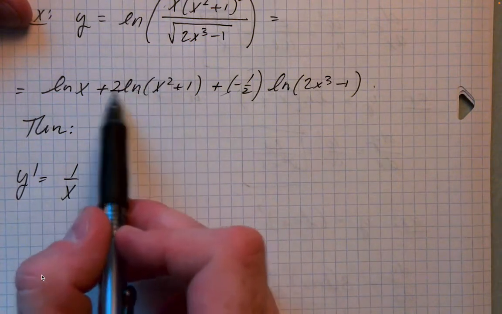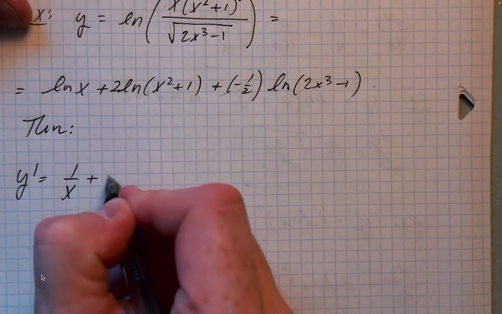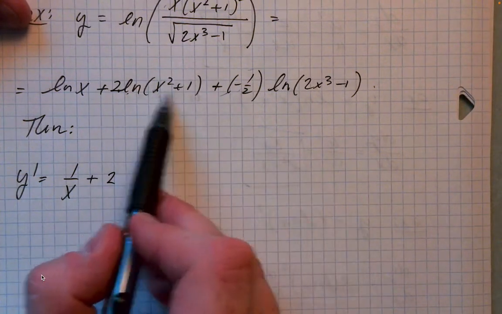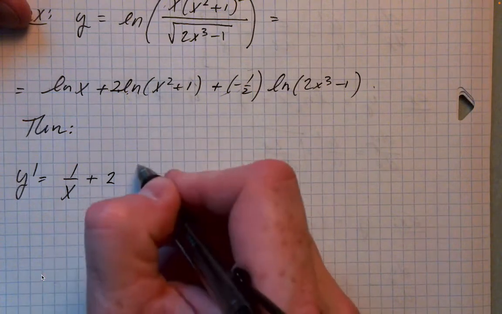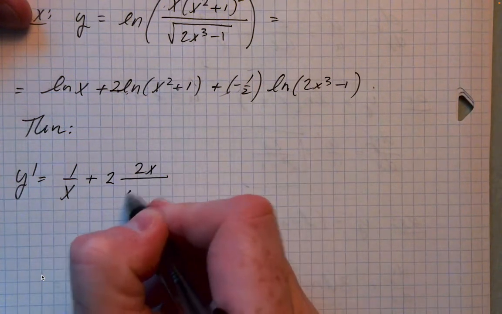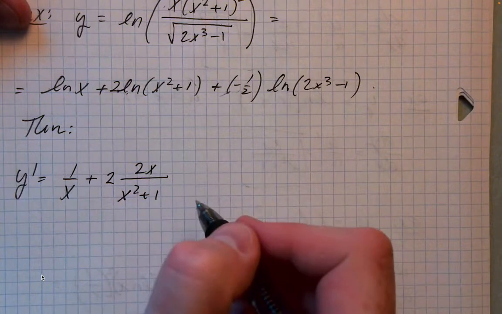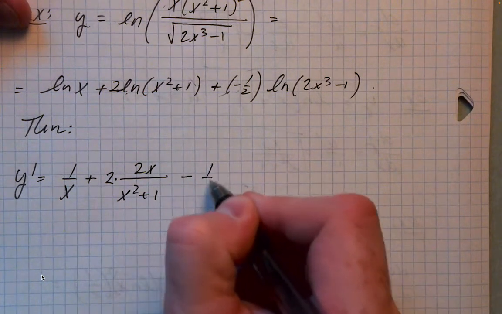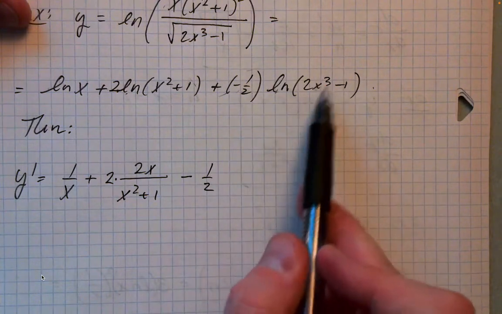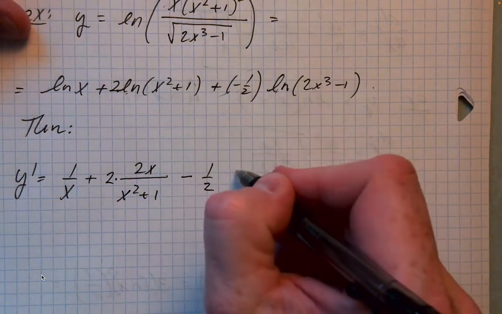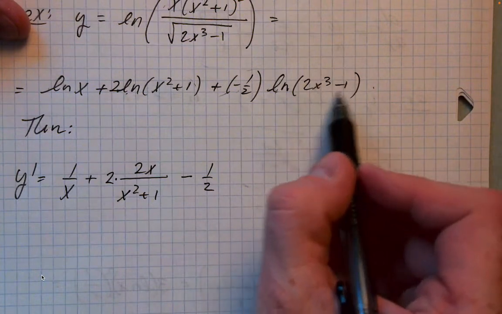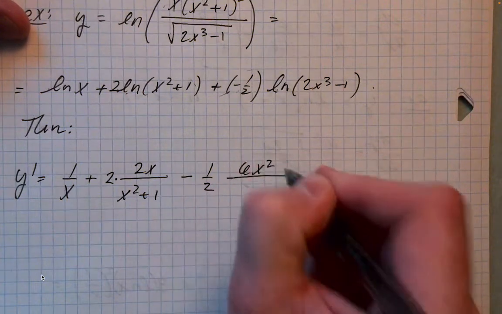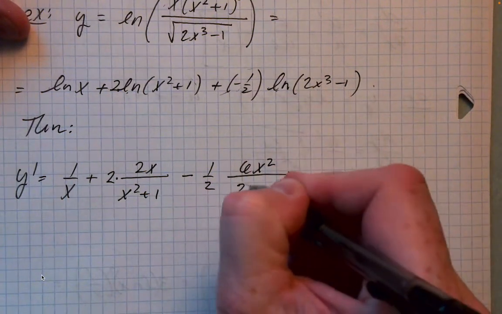And what's the derivative here? Well, it's plus 2 times, and now this is the natural log of u, so it'll be u prime over u. So if u is x squared plus 1, then u prime is 2x, and then it would just be x squared plus 1 in the bottom. Okay, and then it'd be minus 1/2, and then again the same u prime over u rule here, right? So it'd be u prime over u, so the u prime would be 3 times 2, 6x squared, and then the u is 2x cubed minus 1.